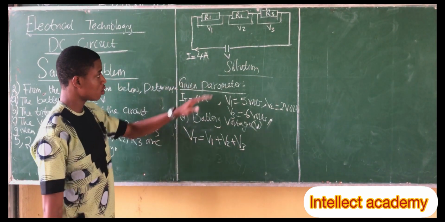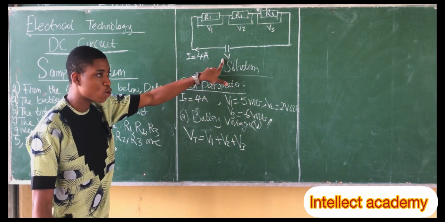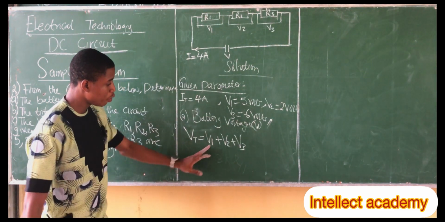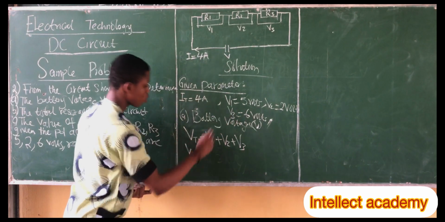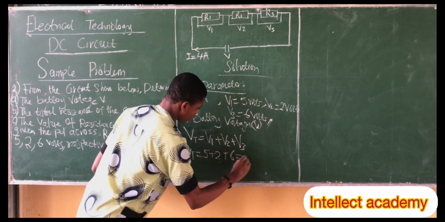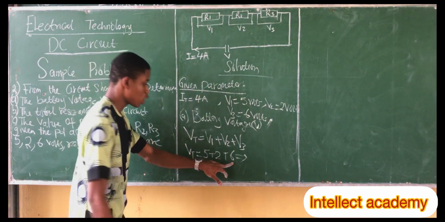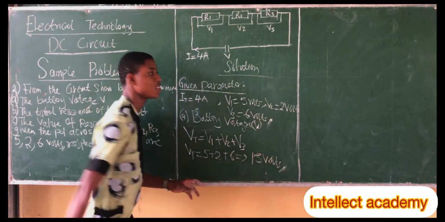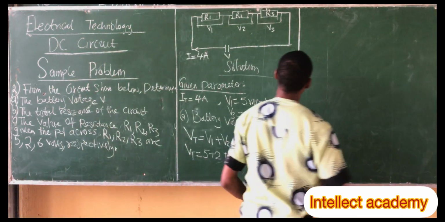So we said in our last video that the voltage supplied is equal to the sum of those individual volts. So if we do that, we have that the total voltage, which is the battery source, is equal to 5 plus 2 plus 6. 5 plus 2 is 7. 7 plus 6 is 13, right? So we have 13 volts. This is the value of the battery voltage.